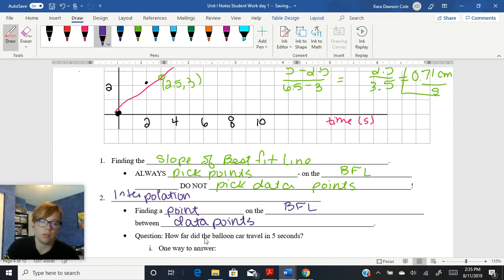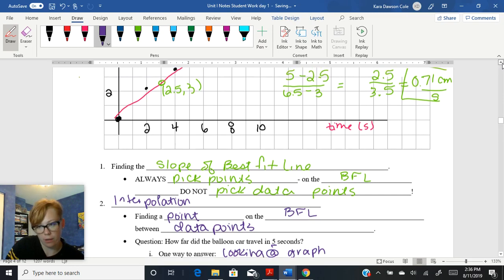So for a question, you can say, how far did the balloon car travel in 5 seconds? So I know it's 5 seconds. Now, there's two ways to answer this question. One way to answer the question is by looking at the graph. And I would say that this is probably the simplest way that you can do this, just because the other way involves math.